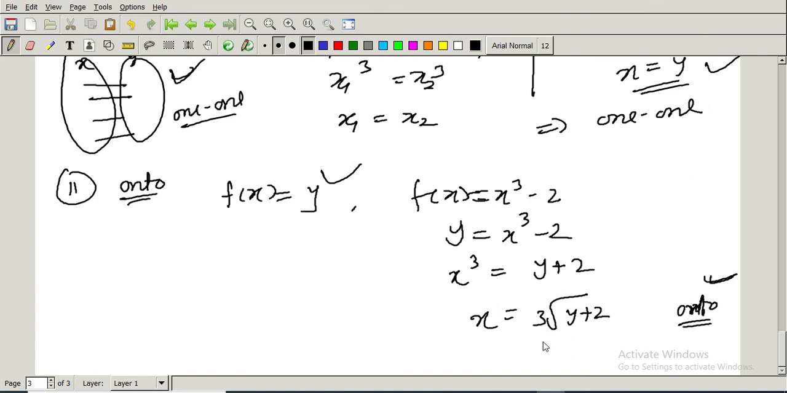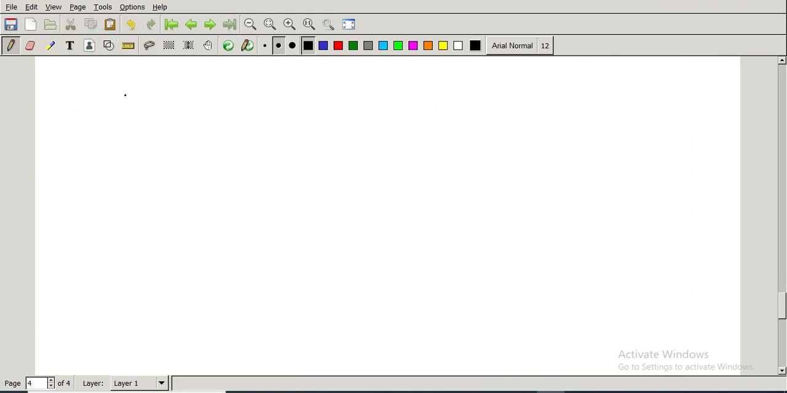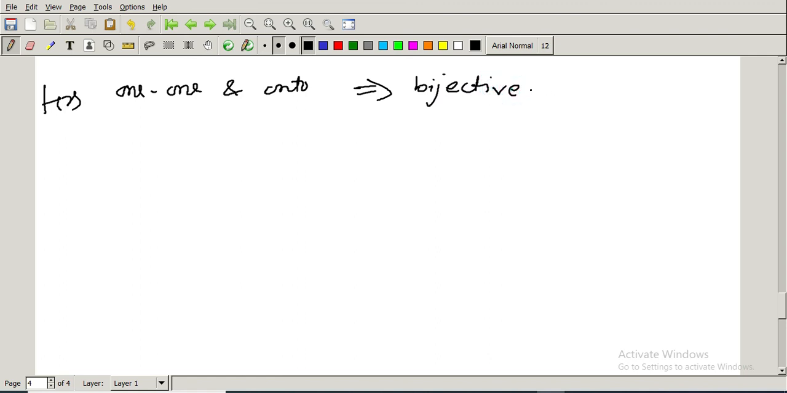So if it is both, one-one and onto, we can say that this is a bijective function. f(x) is one-one and onto, so it is bijective. Please do remember this, because sometimes they are going to ask whether a function is bijective or not. For that you have to prove that it is both one-one and onto.